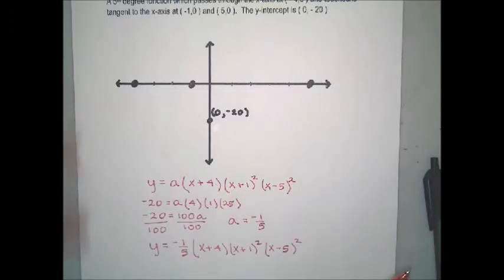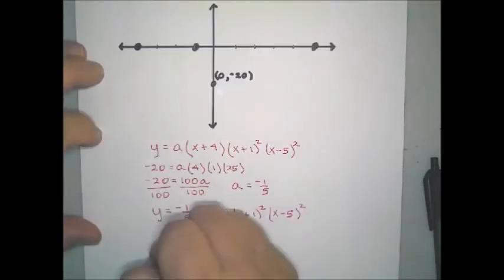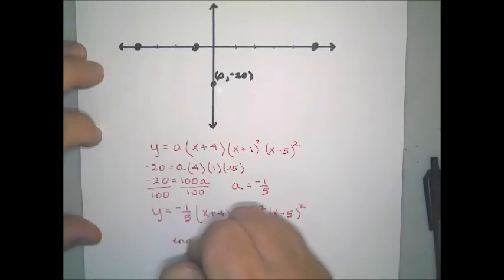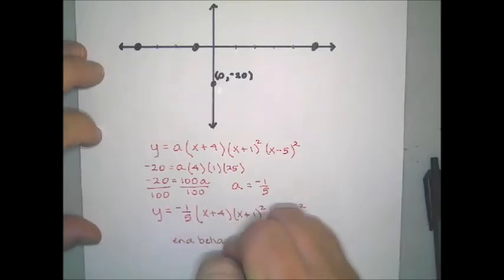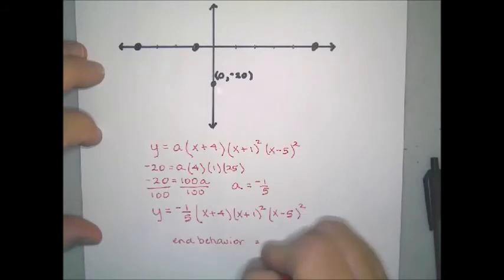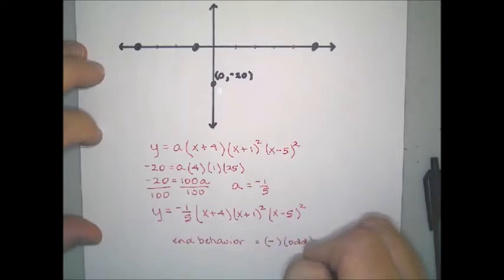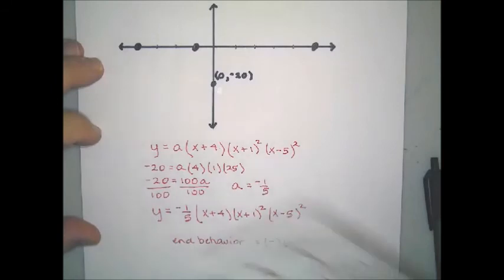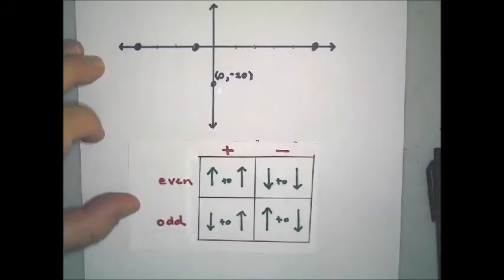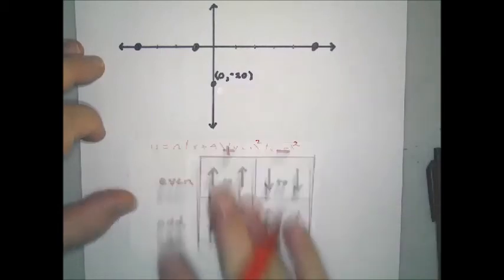So the end behavior is negative and odd. So go back to hopefully your little cheat sheet you have somewhere. Negative, odd tells you high to low. So that should be what this graph does, if you follow all the right instructions.